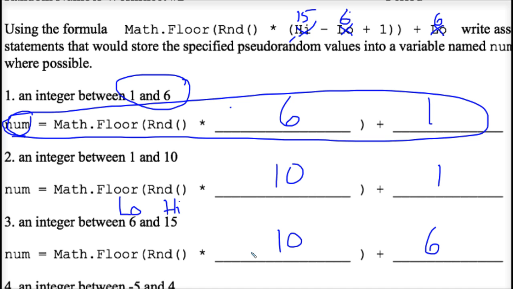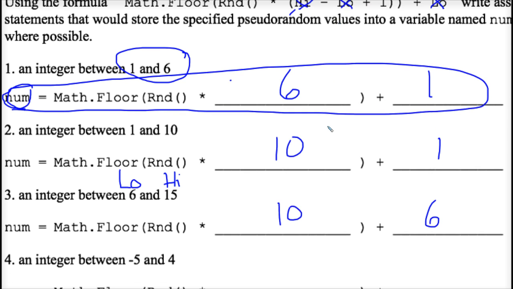Trust me, if you plug this code into Visual Basic, it always generates numbers between 6 and 15, because it's all hinging on this formula that, if you read the lecture notes, it just works.